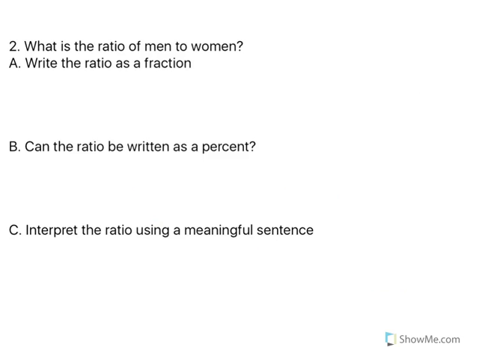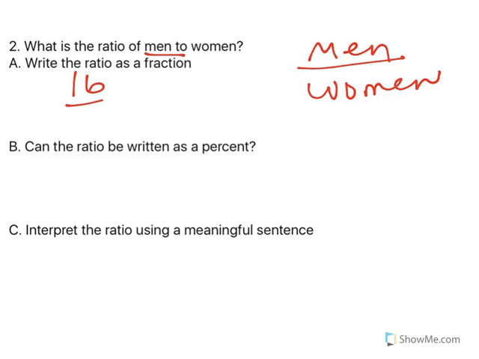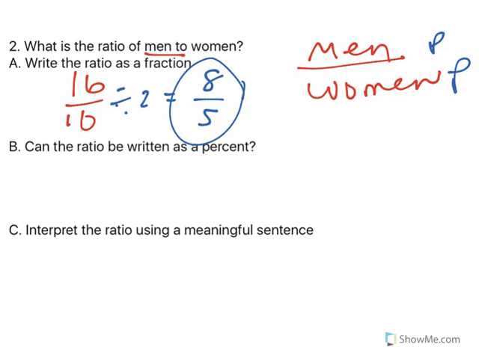Number 2, what is the ratio of men to women? Okay, men comes first, so men on the top. Women come second, so they're on the bottom. Now, how many men are there? I don't remember. 16 men, 10 women. Okay, so we have 16 over 10. All right, those are, again, both even, so I can divide by 2, and I end up with 8 over 5. Can that be written as a percent? Men and women, part. No, because this is a part-to-part ratio.